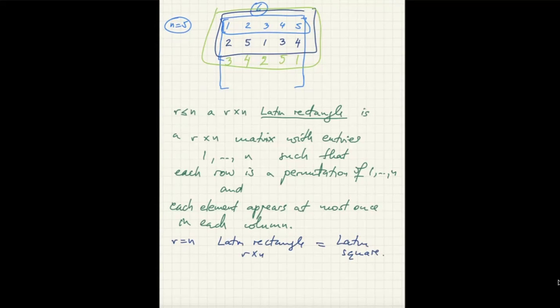The other observation is that deleting rows from a Latin square gives us a Latin rectangle, or many Latin rectangles.